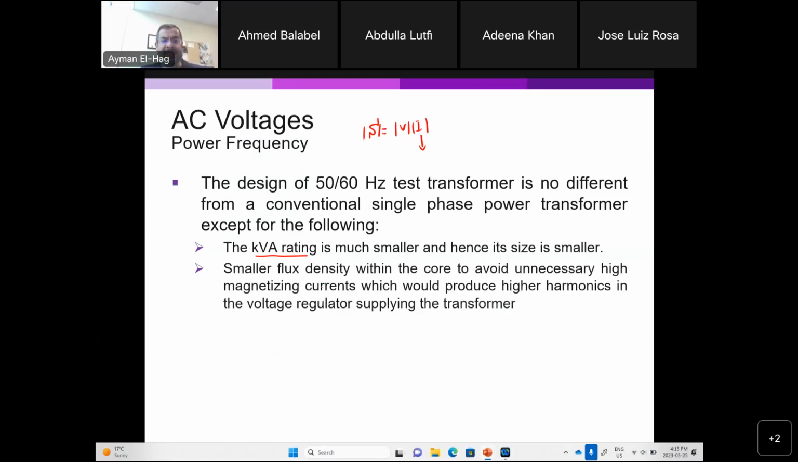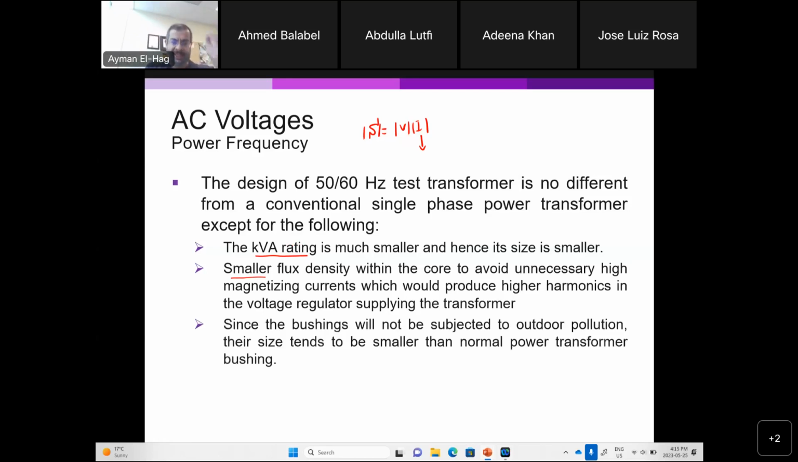The second point is the flux density. That is the point I was referring to when talking about the design of the transformer. We have much smaller flux density because we want to work in the linear region. We don't want to go to deep saturation, so that we don't have any distortion in our current. That is a very important criteria in a testing transformer, a big difference between regular transformers and testing transformers.